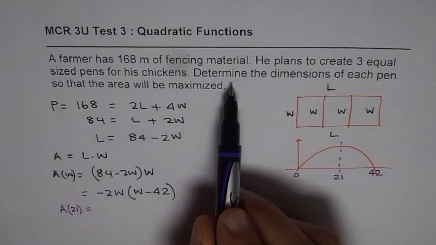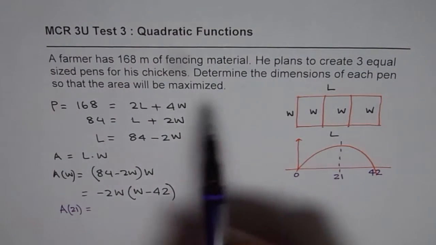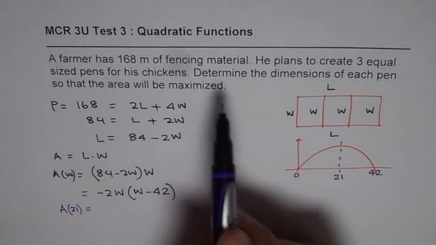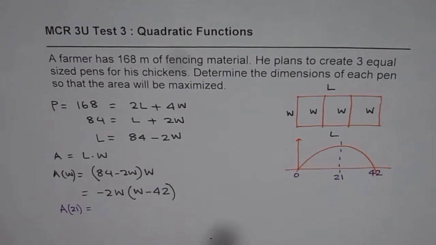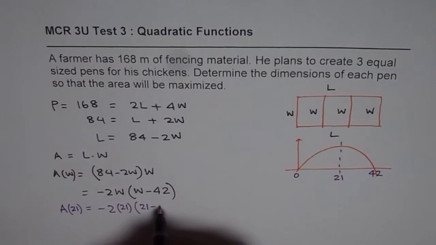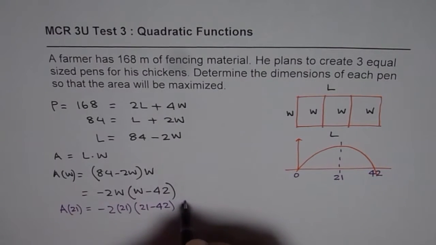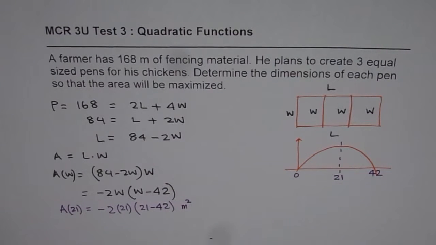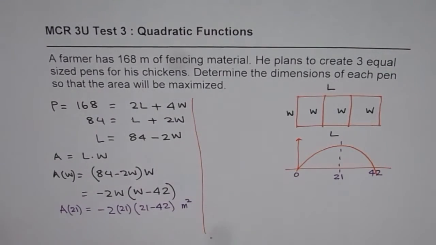If we place that, we can find the maximum area also, right? But the question is only to determine the dimensions of each pen so that the area is maximum. So we don't really have to calculate. Well, let me leave that for you to calculate. So it is 2 times 21 times 21 minus 42. That will be the area, and the units will be meters squared. But let's find the dimensions, right?